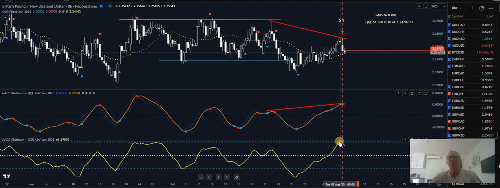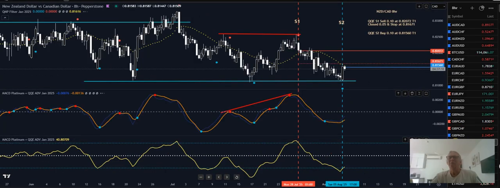It's a QQE, as you can see, and hidden bearish divergence there, which is good. So it's a double whammy. Took the sell, and it's heading the right direction. New Zealand CAD in a sell from here. It was a hidden bearish divergence and a QQE, which is good. It's gone down. Been trailing my stop down. Can't lose on the sell.